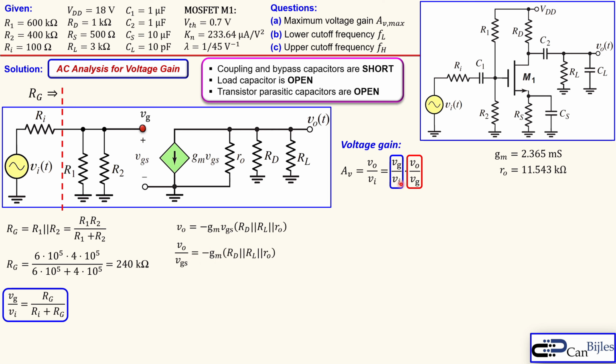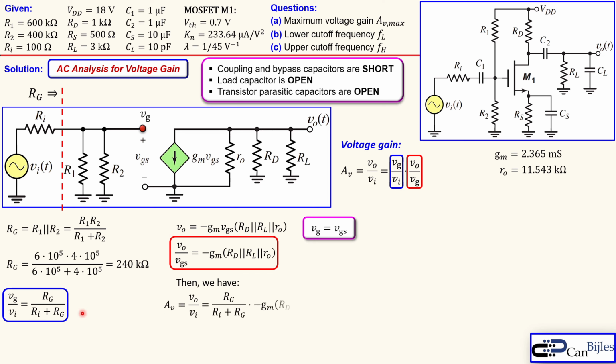And this red one is now this one. Why? Because VGS is also VG. That's the reason. And then we have the following. So we can say the total voltage gain, VO over VI, is the red times the blue one. So the blue one first times the red expression. Now we know how we can calculate the parallel combination of the 3 resistors. We can actually see it here.